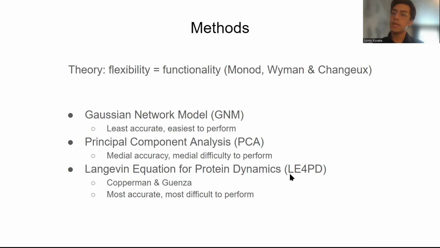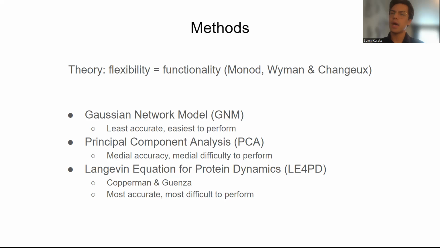Well, the LE4PD is actually a pretty new technique. It was developed here at the University of Oregon in the Guenza lab by Copperman and Guenza. And it has been successfully implemented in accurately measuring the dynamics of small proteins like HIV protease, for example. That's a very small protein. It's about 100 amino acids in length. The spike protein is much bigger than that. It has over 3,300 amino acids.